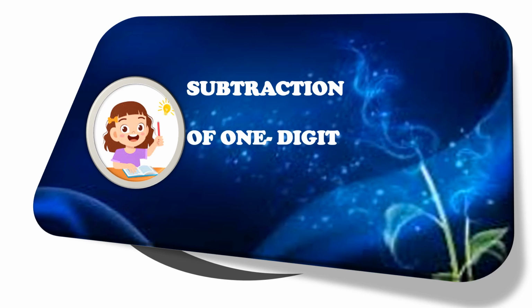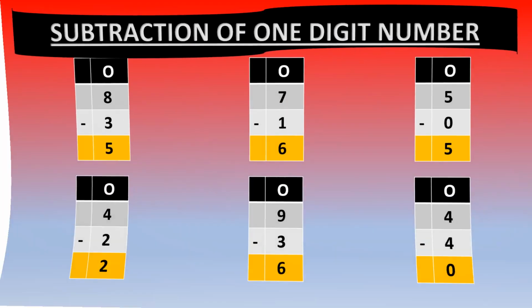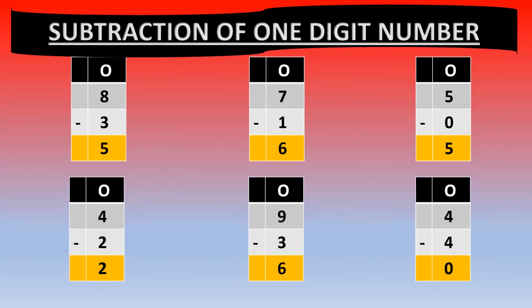Next is subtraction of one-digit numbers. Children, let us learn to subtract one-digit numbers. Before that, let us revise what one-digit numbers are. Numbers from 0 to 9 are one-digit numbers. We can also say them as ones. Let us start subtracting the numbers.